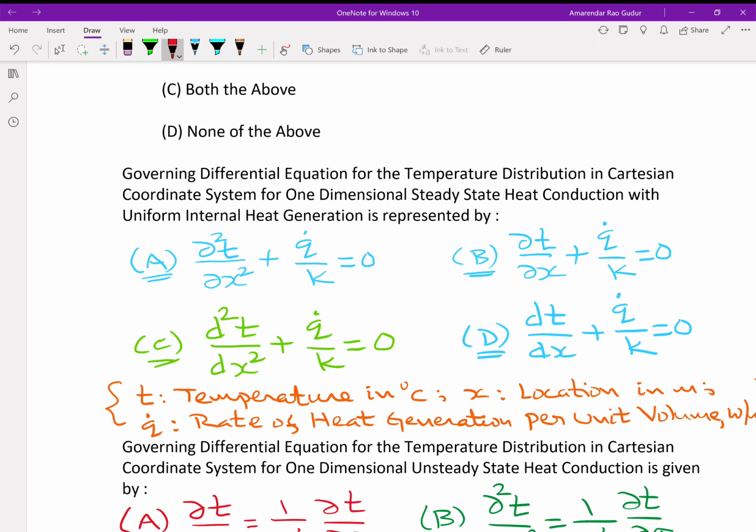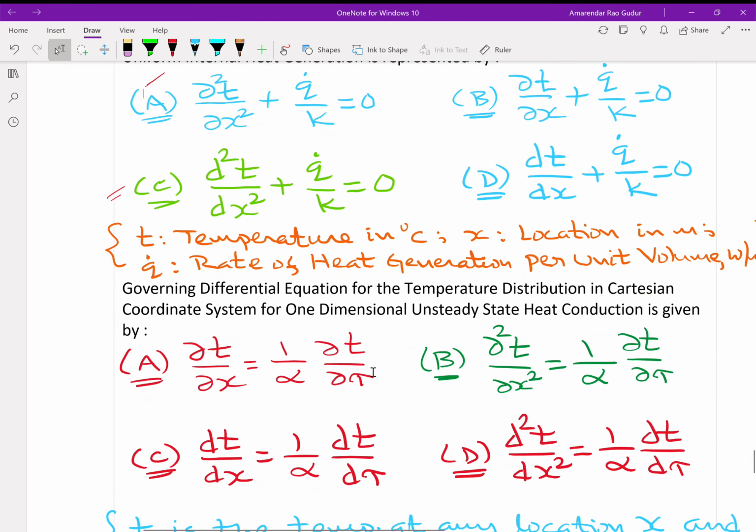Then one more question: the governing differential equation for the temperature distribution in Cartesian coordinate system for 1D steady state heat conduction with uniform internal heat generation is given by. Obviously you have to go for option C, d square T by dx square plus q dot by k is equal to 0, because in 1D steady state temperature is a function of x alone. Many students will go for the partial derivative, but you have to use partial derivative when temperature is a function of x as well as some other parameters. Since it is a function of only x, you have to use only the total derivative d square T by dx square. Options B and D are ruled out, as many students may not go for them because they have only a single order.